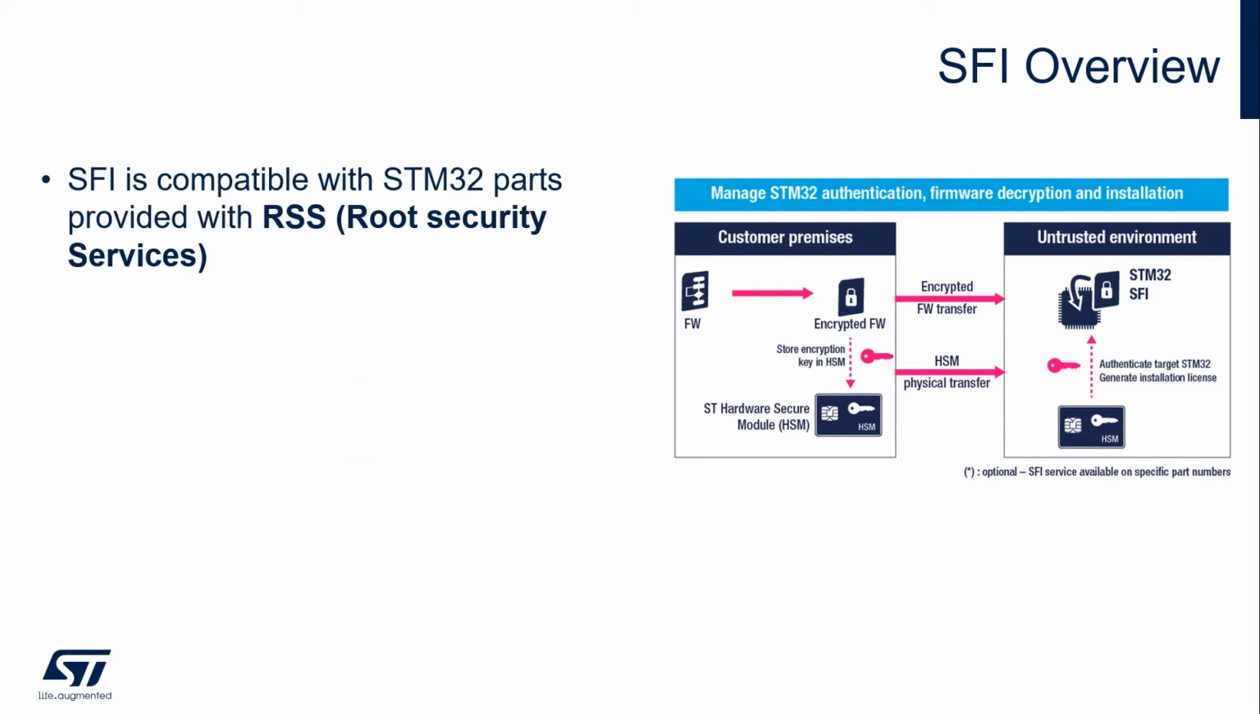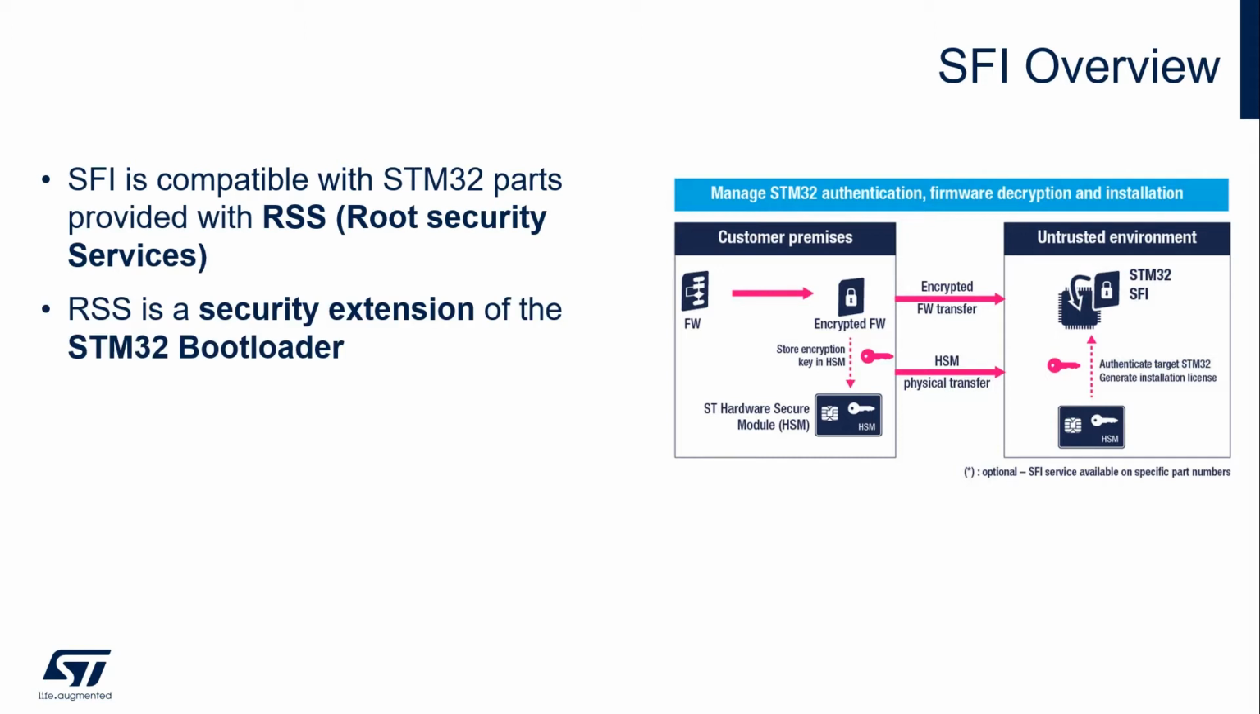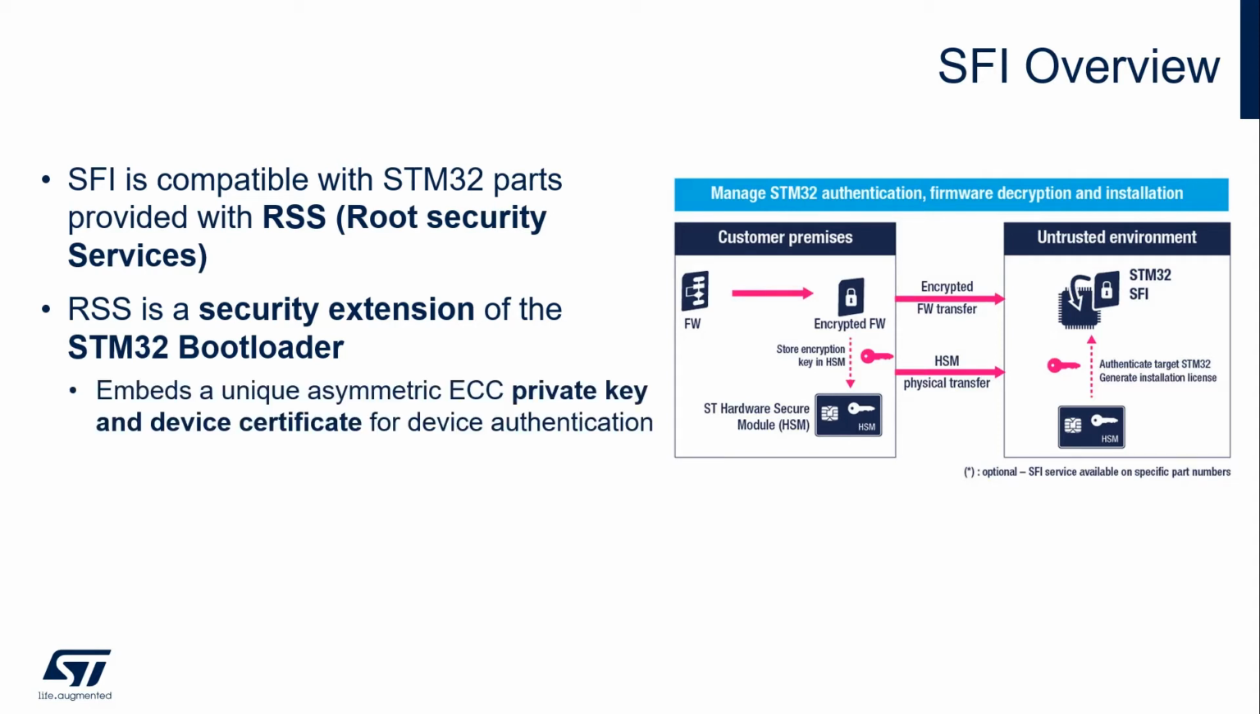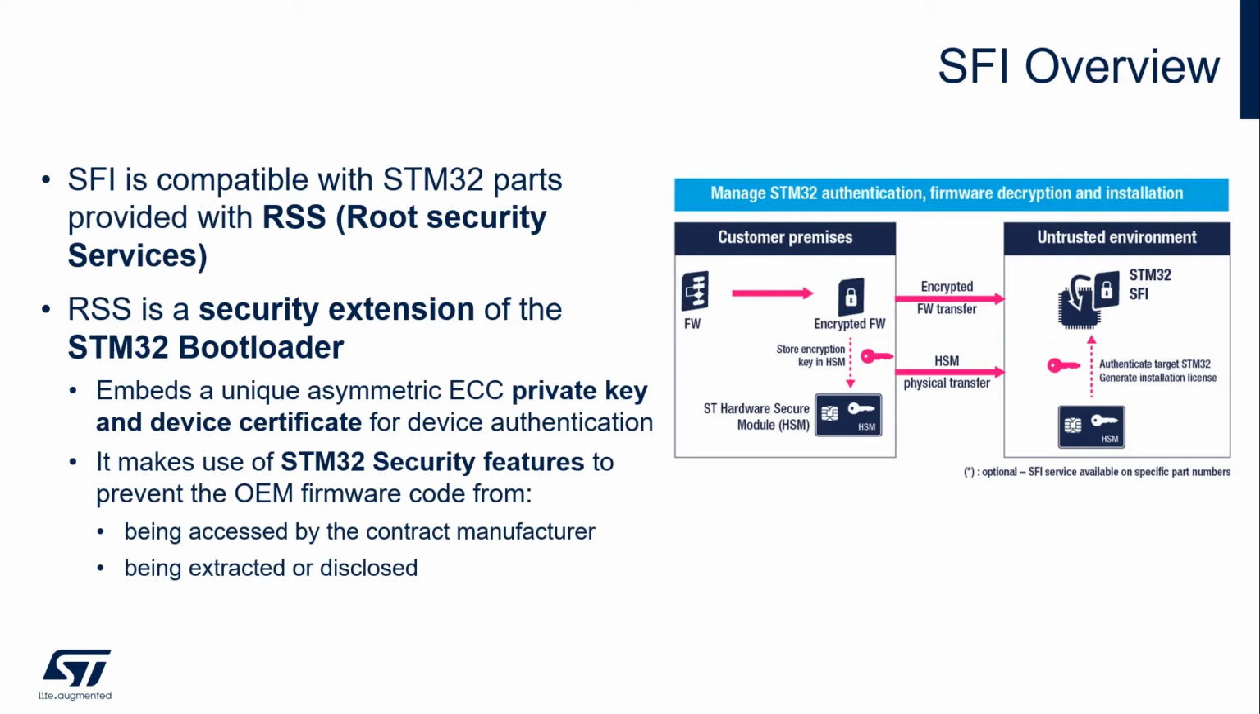The SFI process is compatible with STM32 parts provided with RSS, or Root Security Services. RSS is a security expansion of the STM32 system bootloader and, as we will see in more details in the next sections, is responsible for the SFI steps that happen at the device side. RSS embeds a unique asymmetric ECC private key together with a corresponding certificate for device authentication. In addition, it makes use of the STM32 security features, such for example the readout protection, to prevent the OEM code from being accessed by the CM or being extracted or disclosed.